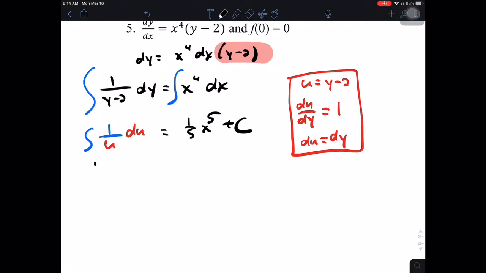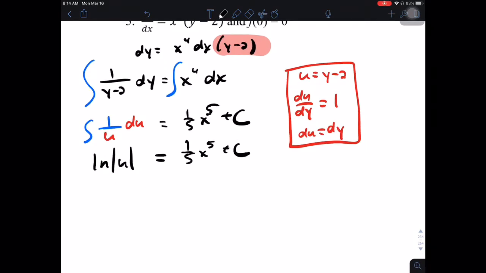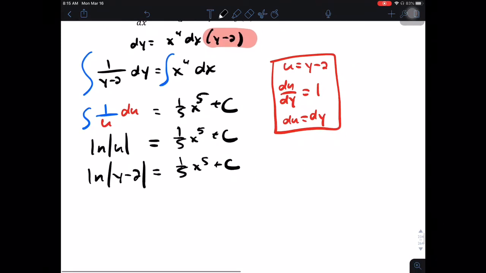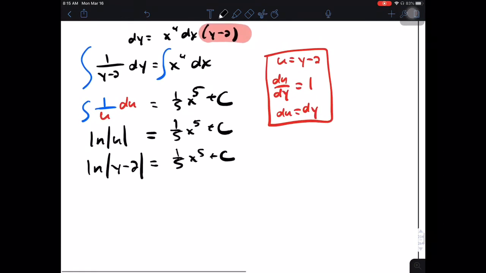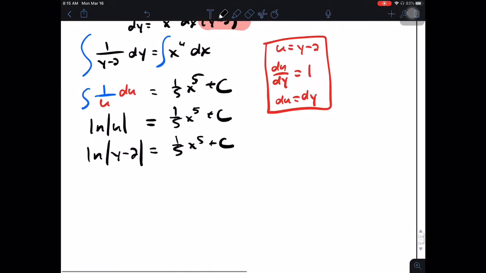Integrating 1 over u is natural log of the absolute value of u, plus an arbitrary constant. We already have that on the right side of the equation. u isn't actually u. u is y minus 2. So this is natural log of the absolute value of y minus 2 equals 1/5 x to the 5th plus c. Now at this point, let's figure out what c is.